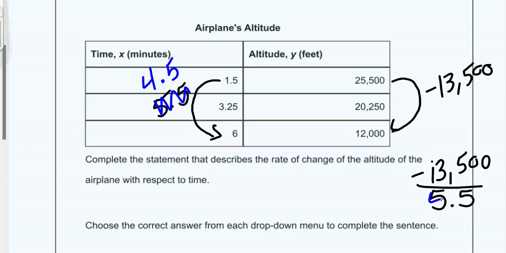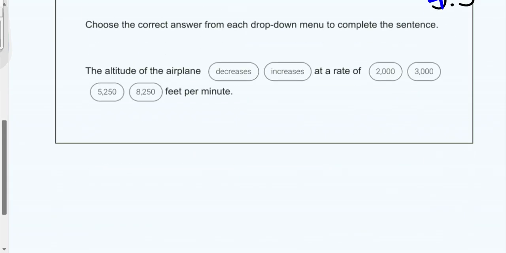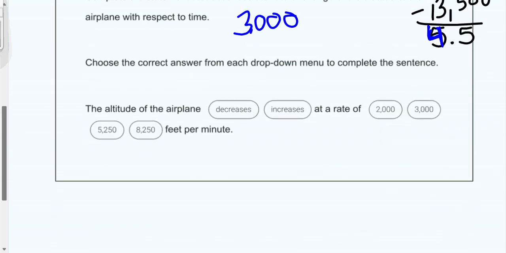That is 4.5. I was a little distracted by things happening in my house. So it decreased by 13,500 feet in 4.5 minutes. And when I divide that, I get 3,000. So the altitude of the airplane decreases at a rate of 3,000 feet per minute.